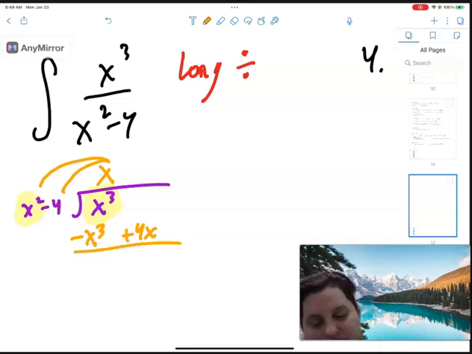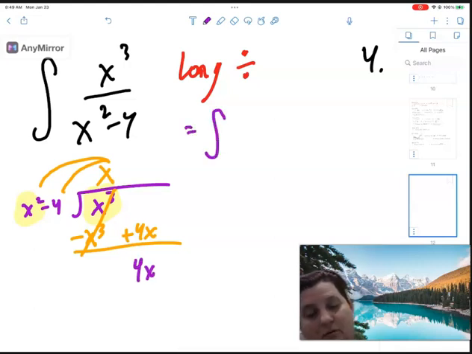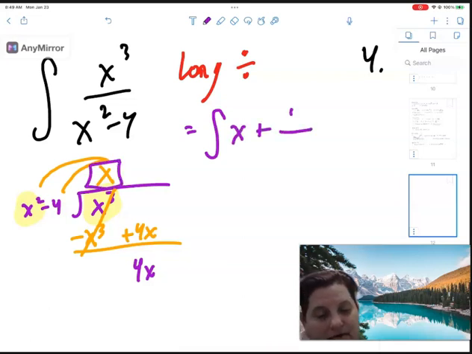Cancel, or change the signs, that cancels. And then I have a remainder of 4x, which means that this equals whatever I got for my long division, x, and then the remainder over the divisor. Okay?